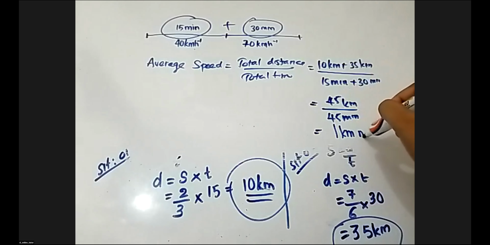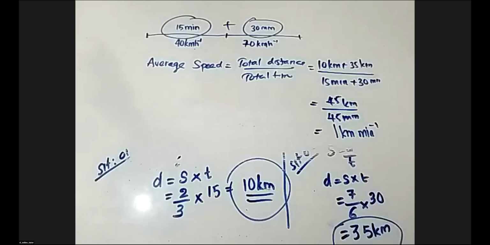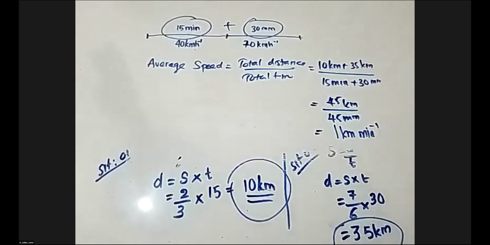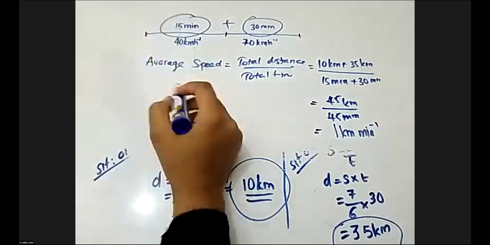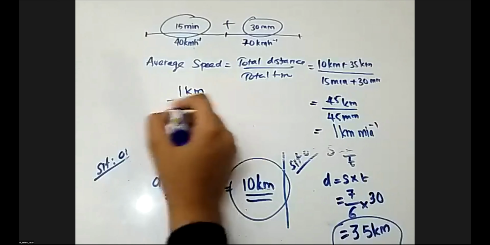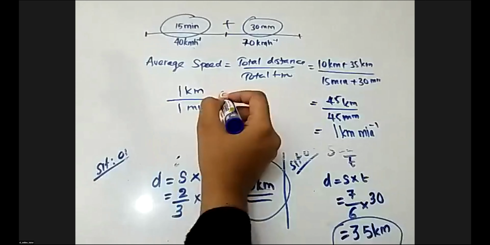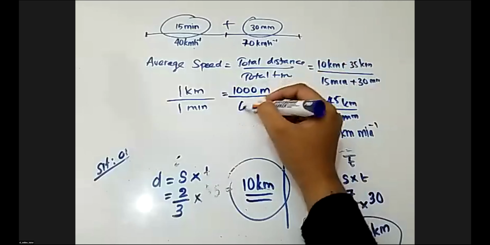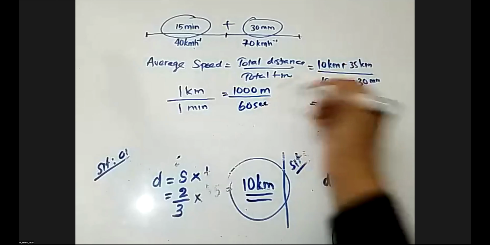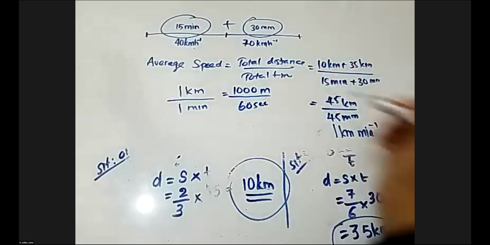1 kilometer per minute. You can convert this into meters per second also, if they have asked you to. How do you convert this into meters per second? Listen carefully. 1 kilometer means 1000 meters. 1 minute means 60 seconds. Meters per second, zeros cancel. 100 over 6 means 50 over 3. Divide 50 by 3. What do you get? Quickly tell me.